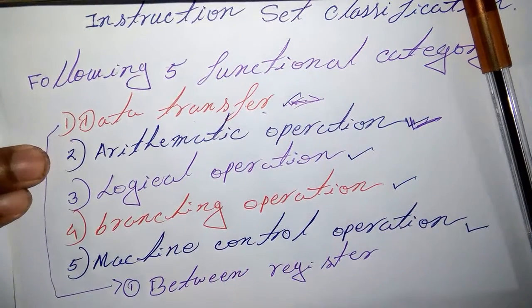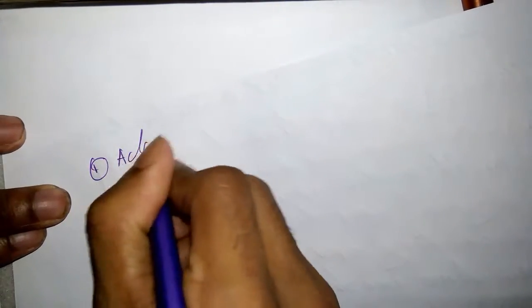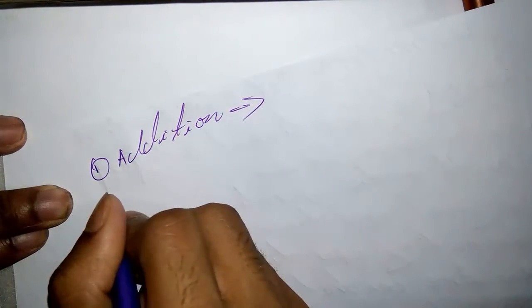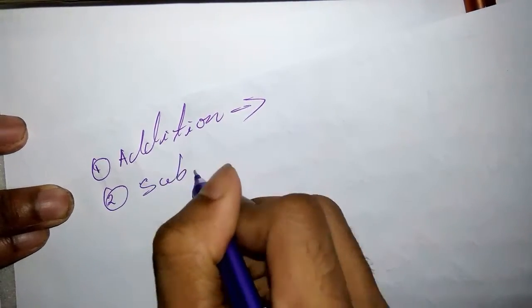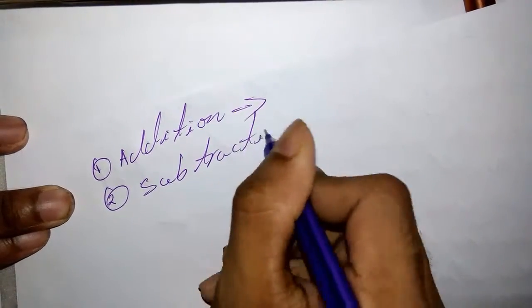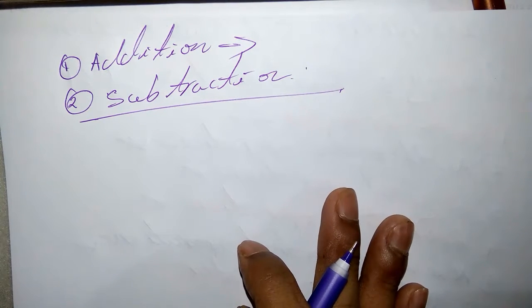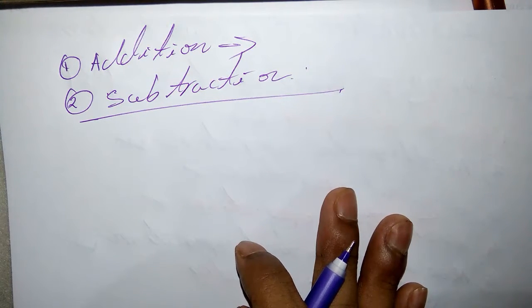The first one in arithmetic operations is addition, which I just discussed. Next one is subtraction. Any 8-bit number or the contents of a register or a memory location can be subtracted from the contents of the accumulator, and the result is stored in the accumulator. The subtraction is performed in 2's complement.